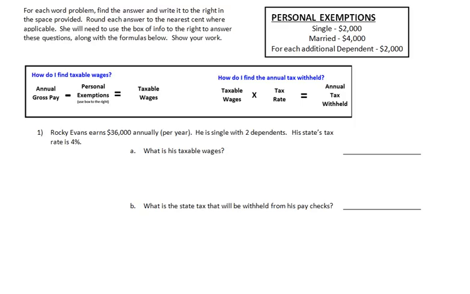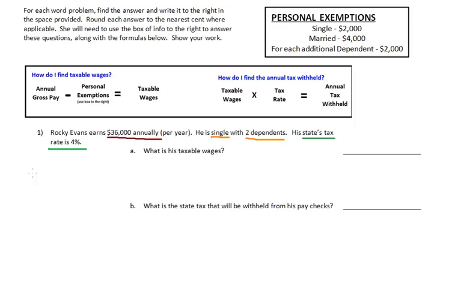Let's do number 1 together. Rocky Evans. Rocky Evans earns $36,000 annually, also known as per year. He is single and he has 2 dependents. The state that he lives in has a state tax rate of 4%.